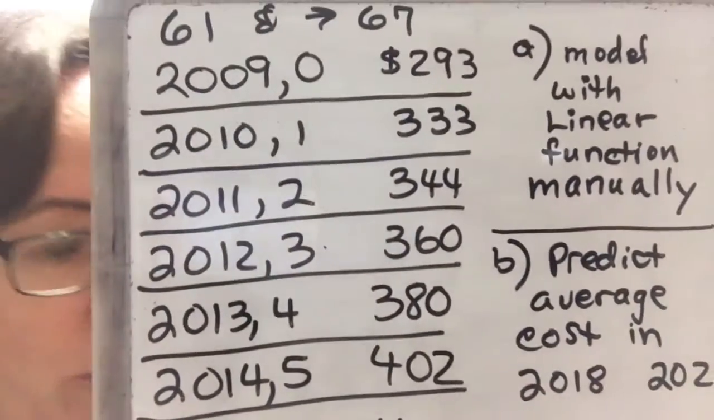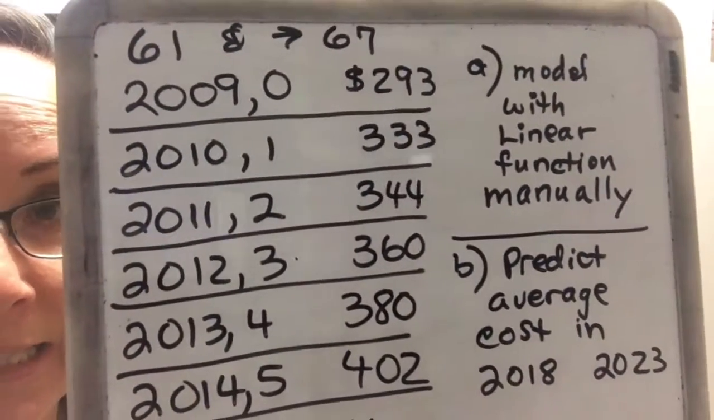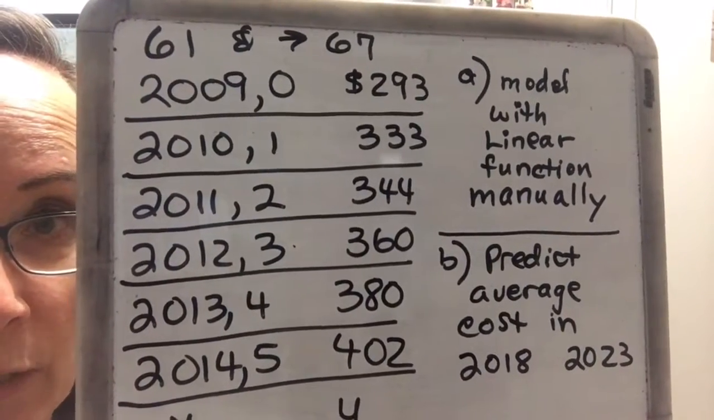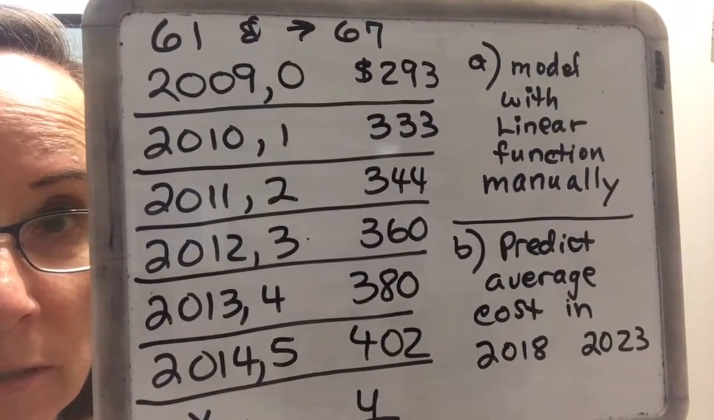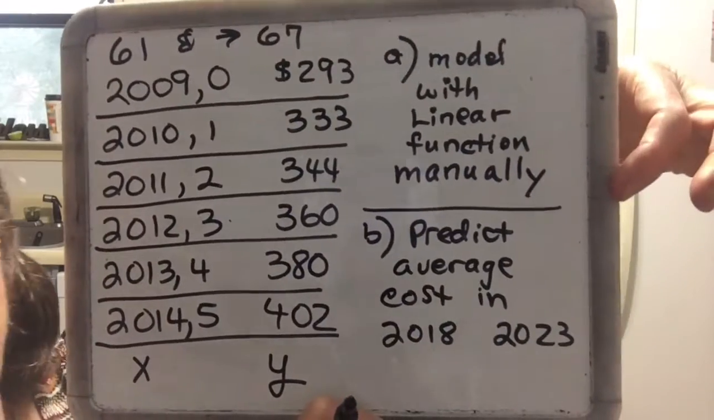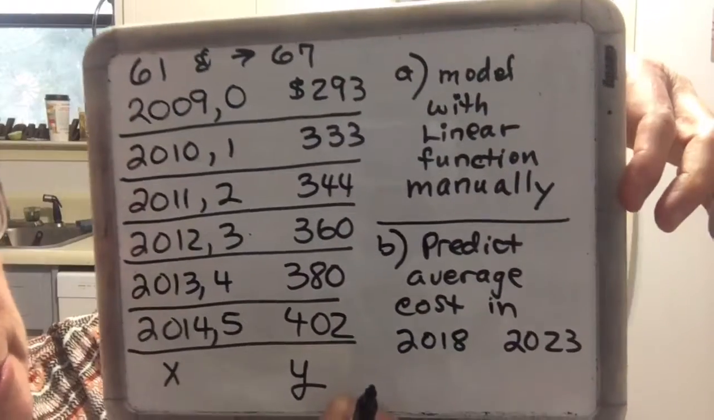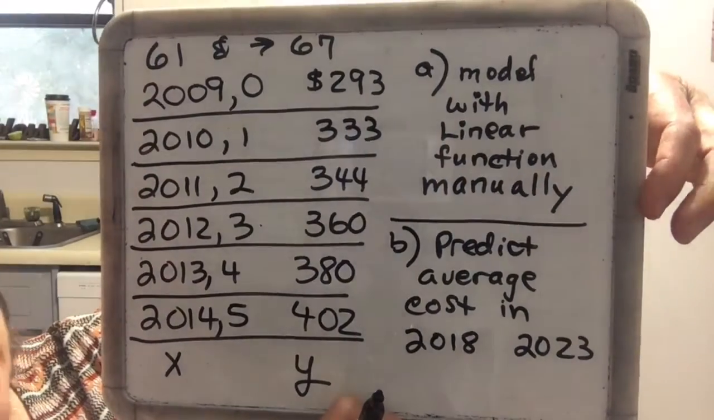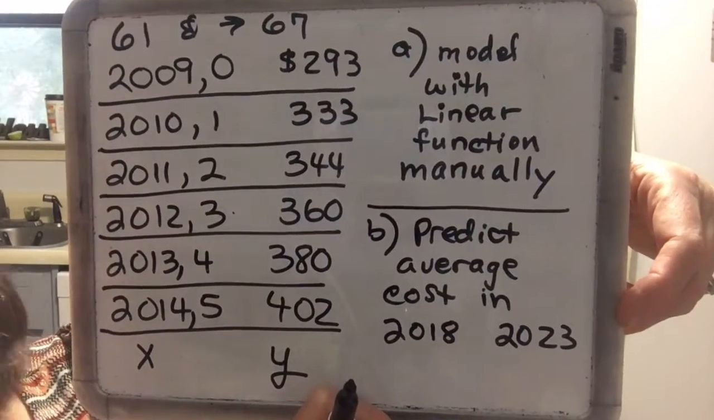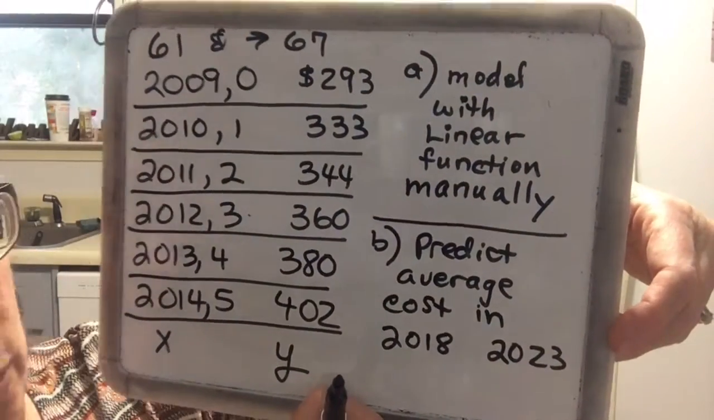Actually, two problems that are one problem. We're going to do 61 and 67. 61 is the manual calculations. We're going to model this data with a linear function manually, meaning we're not going to use the graphing calculator. And then we're going to use this line that we create to predict two future costs in 2018 and 2023.